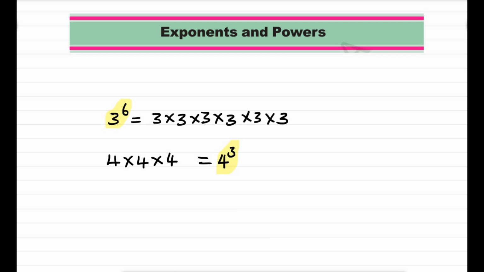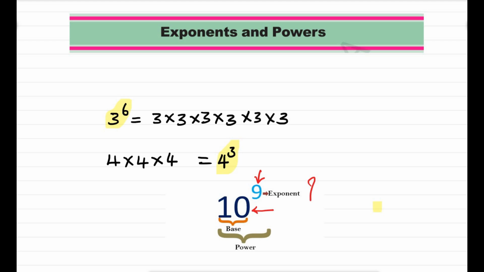I have taken an example for you: 10 to the power 9. If you observe here, this is called the exponent, this is called the base, and the whole thing is called the power. In the power, you can observe the base and exponent. In 10 to the power of 9, 10 is multiplied 9 times. This is 10 power 9 in exponential form.